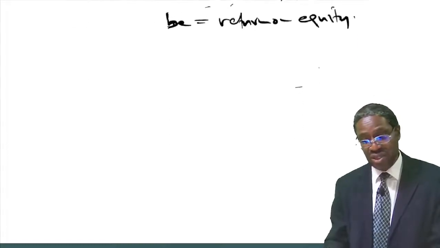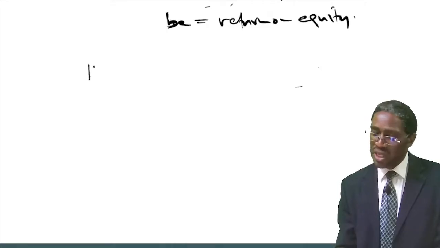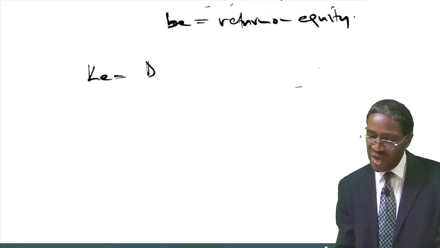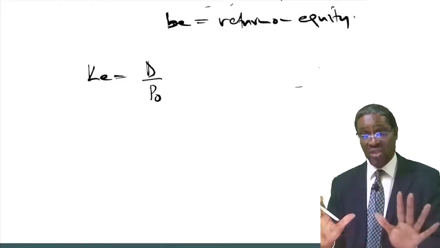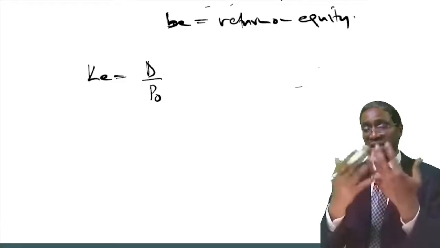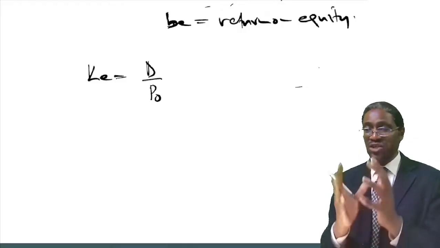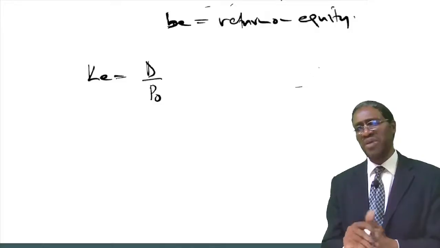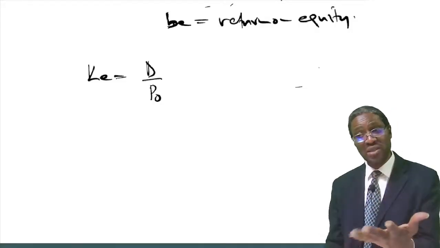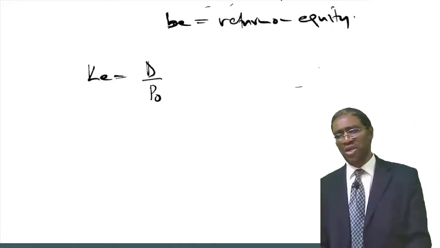I'm just summarizing to remind you, where we said that KE will be given by D divided by P0, where there was no growth rate. Just take the dividend, divide that by the market price. I told you this gives you the dividend yield. And dividend yield represents what? The real return on your investment.